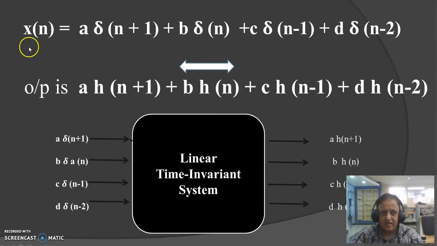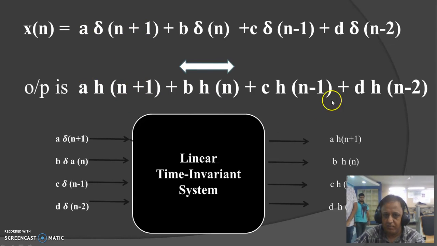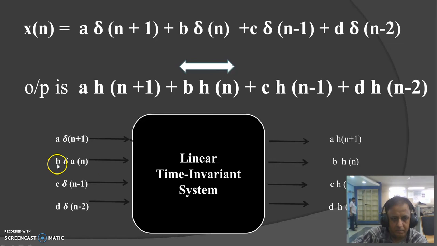If x[n] is in terms of δ, the output is a h[n+1] plus b h[n]. The output is also scaled and shifted by a similar amount. This is what we've shown here in the graph. For the linear time invariant system, if you give a δ[n+1], b δ[n], c δ[n-1], d δ[n-2], the output will be a h[n+1], b h[n], c h[n-1], and d h[n-2].